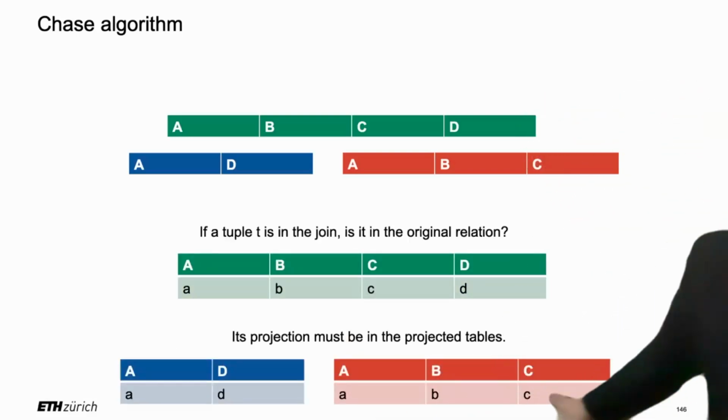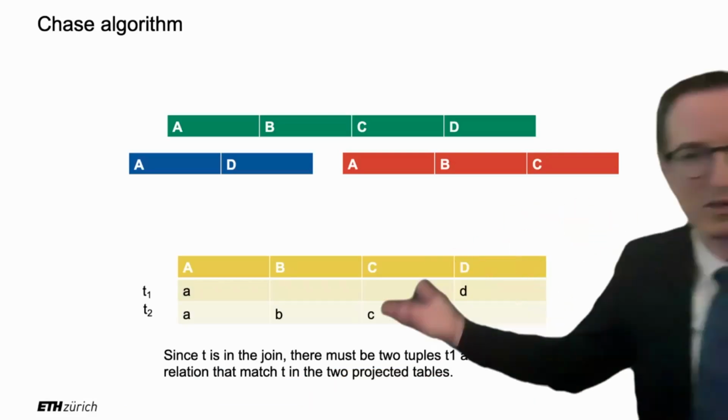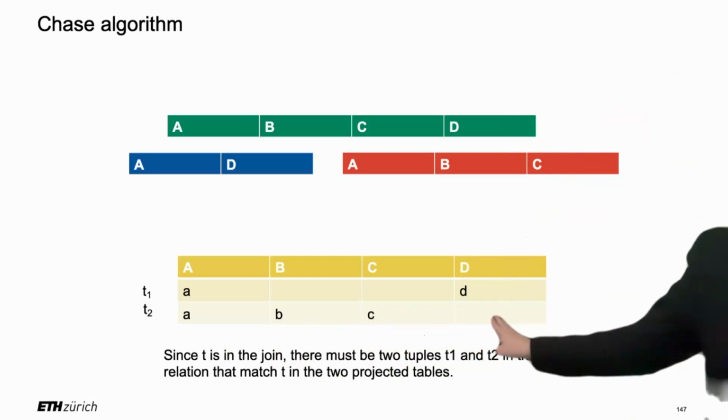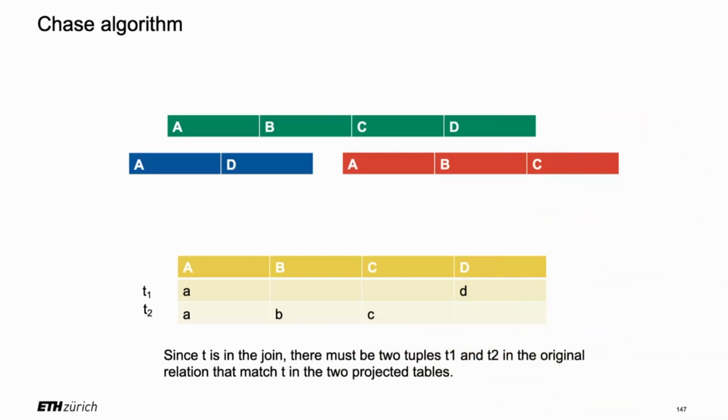And the same for the other. If we have a tuple ABC in the table on the right, there must have been somewhere it came from, and that must have been some tuple T2, ABC, and here whatever, from which it was projected. Remember what I want to show? I want to show that there is a tuple in the original table with ABCD, right? I'm not quite there yet, because now I have two tuples, one with AD, one ABC, but I don't know if they're the same or not, right? So now I have not proven yet that ABCD belongs to the original table. But I have proven that there is a tuple T1 in the original table with AD and a tuple T2 with ABC.